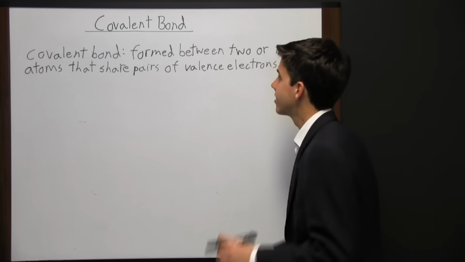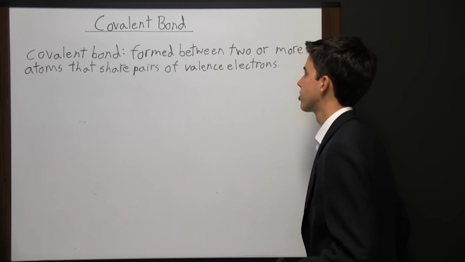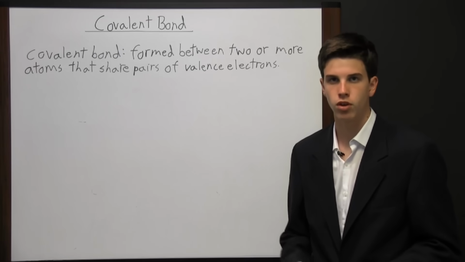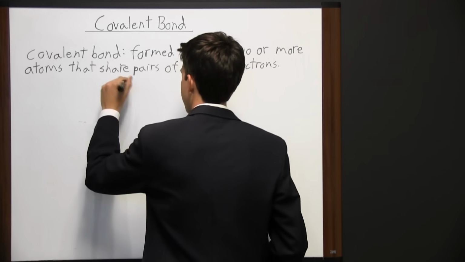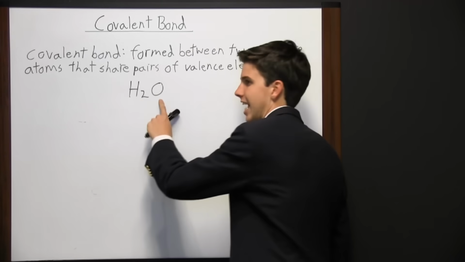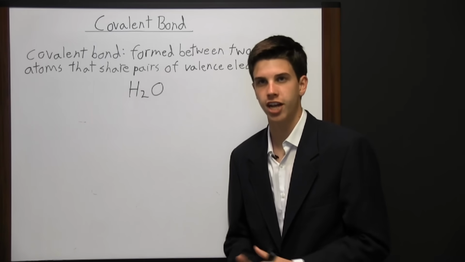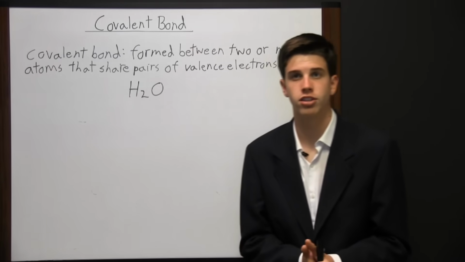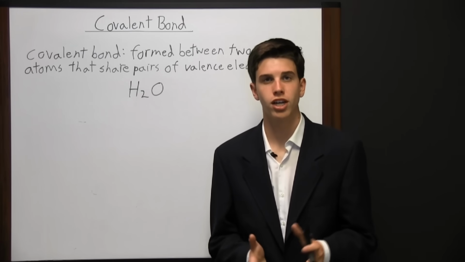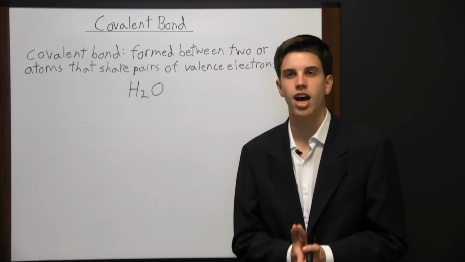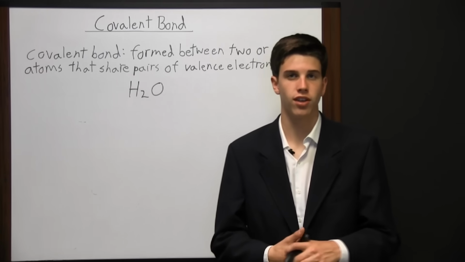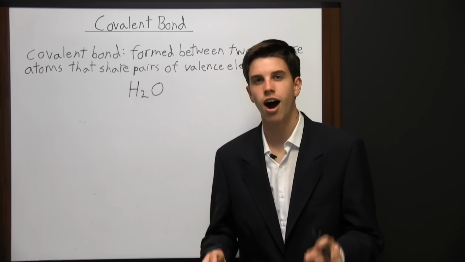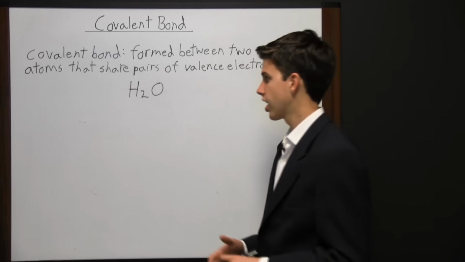A covalent bond is formed between two or more atoms that share pairs of valence electrons. Now, a single covalent bond is just one pair of shared electrons. Water, which is H2O, has two hydrogens to every one oxygen. Each hydrogen atom requires one valence electron to fill its outer shell, and oxygen requires two valence electrons to fill its outer shell. So, by sharing one valence electron with each hydrogen atom, oxygen fills its outer shell. Likewise, by sharing their valence electrons with oxygen, each hydrogen atom fills its outer shell. So, in water, oxygen has two covalent bonds, one to each hydrogen atom.